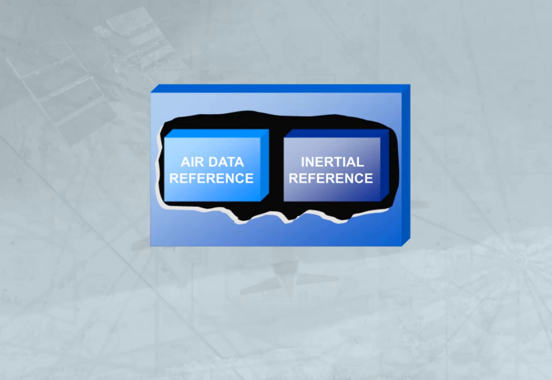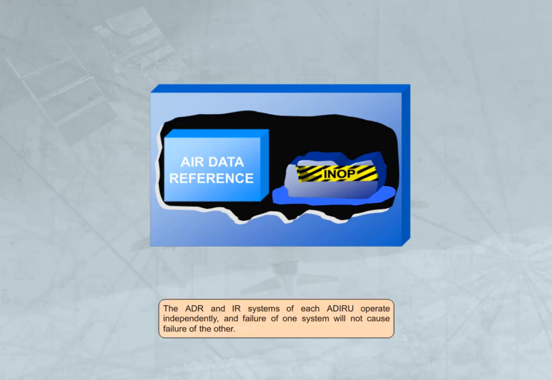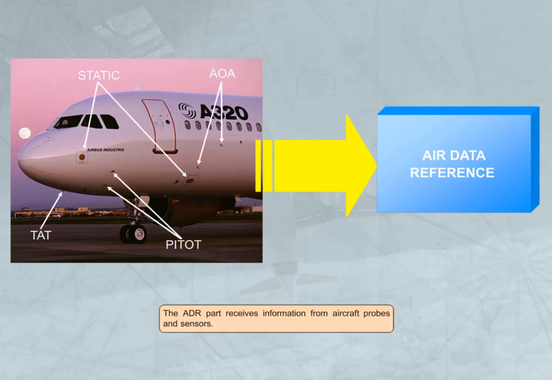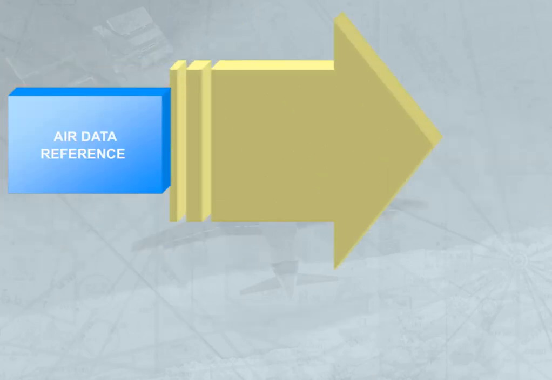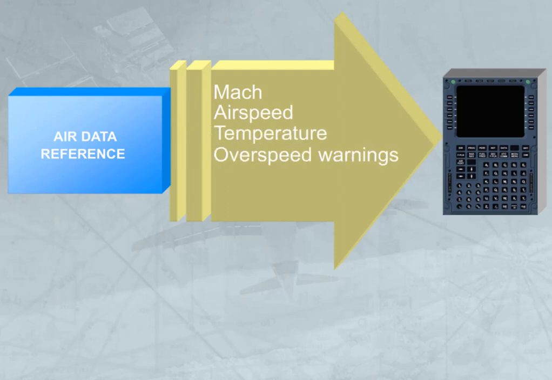The ADR and IR systems of each ADIRU operate independently, and failure of one system will not cause failure of the other. The ADR part receives information from aircraft probes and sensors. The ADR part provides various items of air data to the flight management and guidance computers, FMGC, and other users. The air data provided includes Mach, airspeed, temperature, overspeed warnings, barometric altitude, and angle of attack.